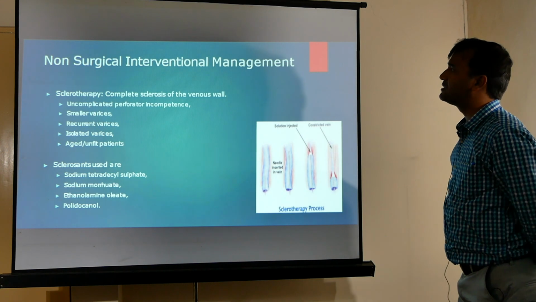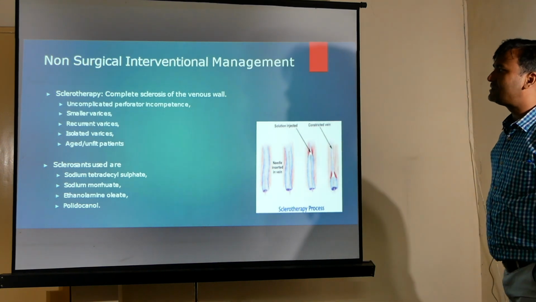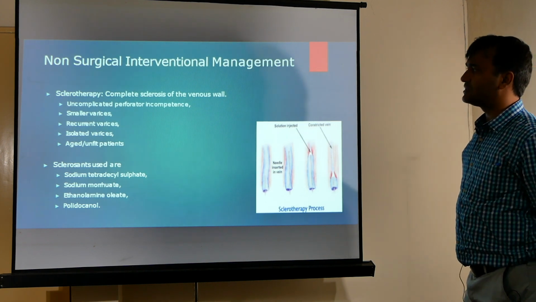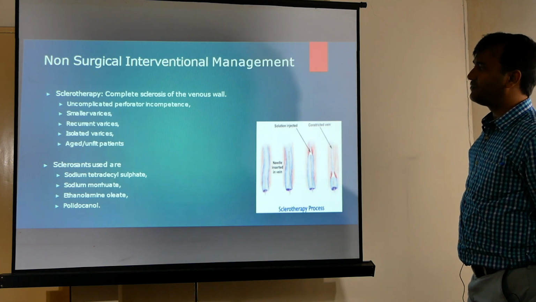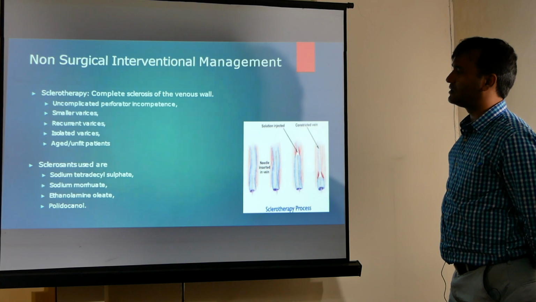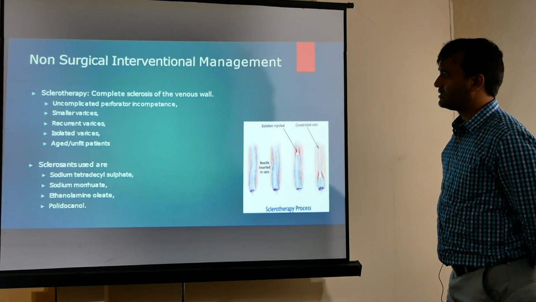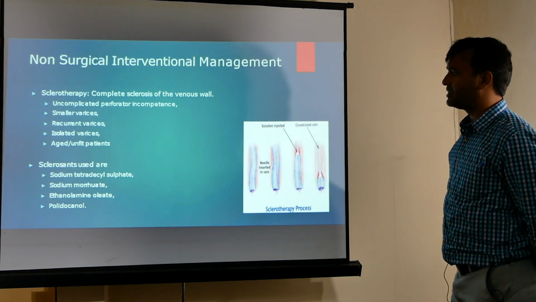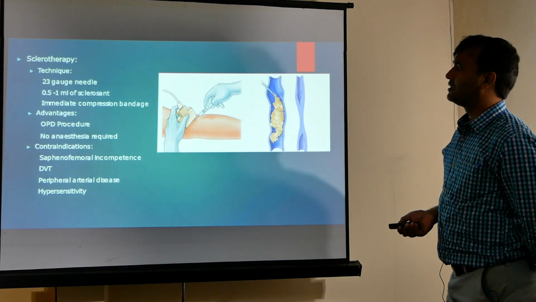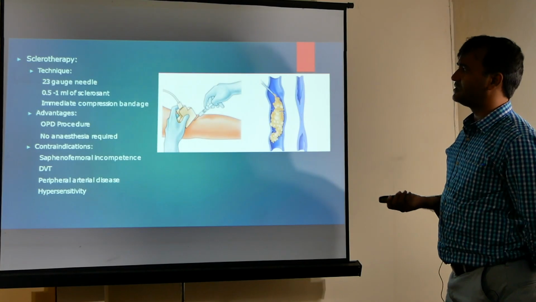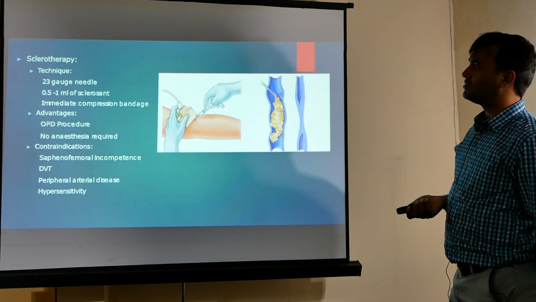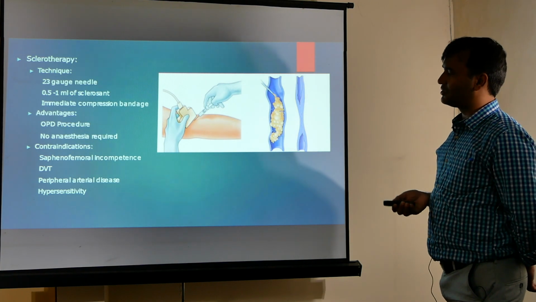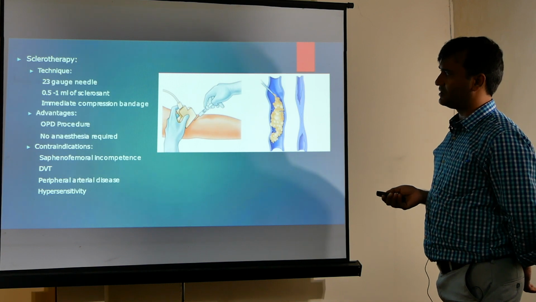The non-surgical intervention management includes sclerotherapy. Complete sclerosis of the venous wall is done in cases of uncomplicated perforator incompetence, small varices, recurrent varices, isolated varices and unfit and aged patients who cannot be taken for surgical management. The sclerosants used are sodium tetradecyl sulfate, sodium morrhuate, ethanolamine and polidocanol. In the sclerotherapy technique, we introduce a 23 gauge needle, which enters with a sono-guided procedure, the sclerosing agent is injected and a compression bandage is applied later on.